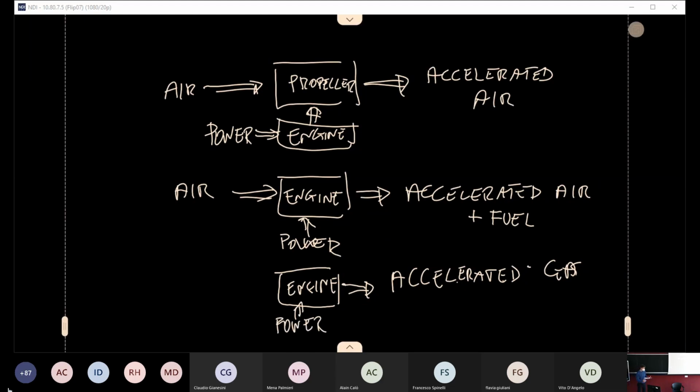So at the end, thrust is the result of more or less complicated transformation of energy from a primary energy that we have somewhere that we transform in different ways up to get thrust. So this helps us to make a general classification.